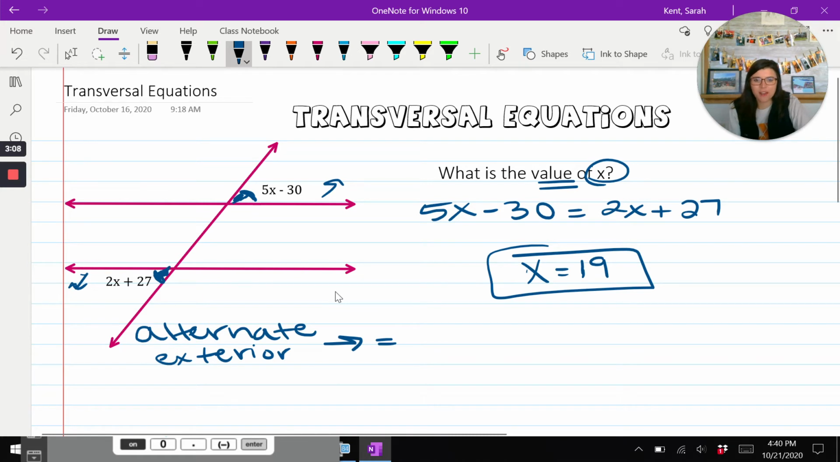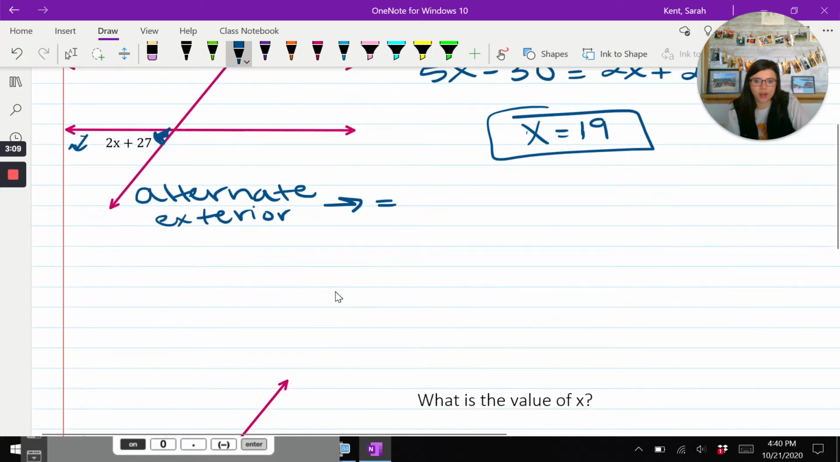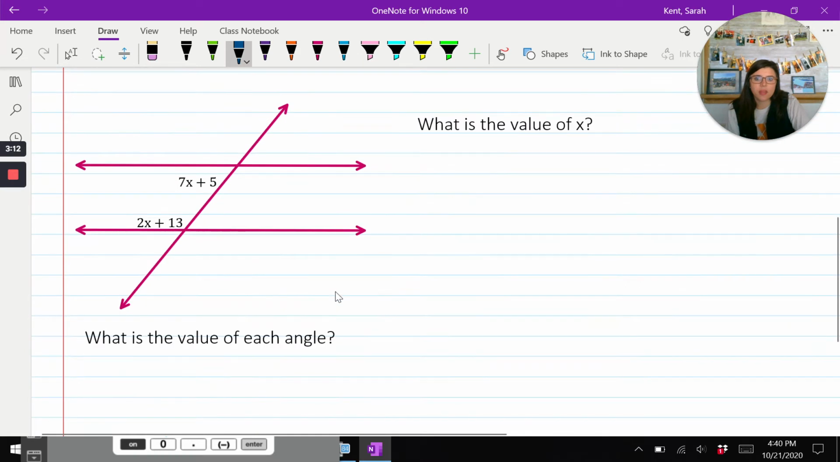All right, let's look at another one that's a little different. Here we have another one asking for the value of x. So first we need to decide what type of angles we have. Here we've got 7x plus 5, and down below it, we have 2x plus 13. If I look, these angles are on the same side of the transversal. So these are same side.